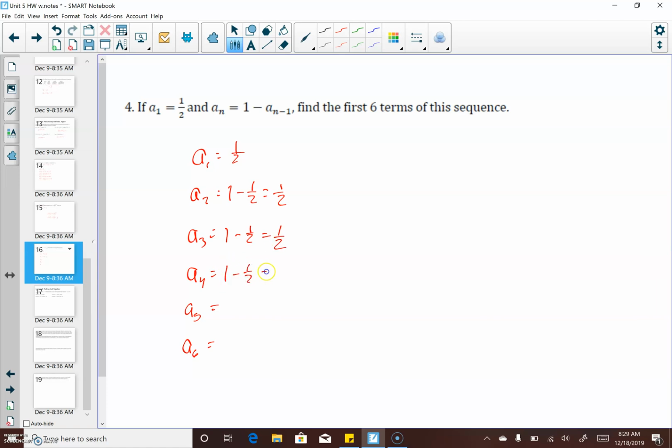And what you see is that if you do 1 minus 1/2 over and over again, you just keep getting the same exact answer. So when you have 1 minus your previous term, and that first term is 1/2, then all you keep getting over and over again is that every single term here is equal to 1/2.